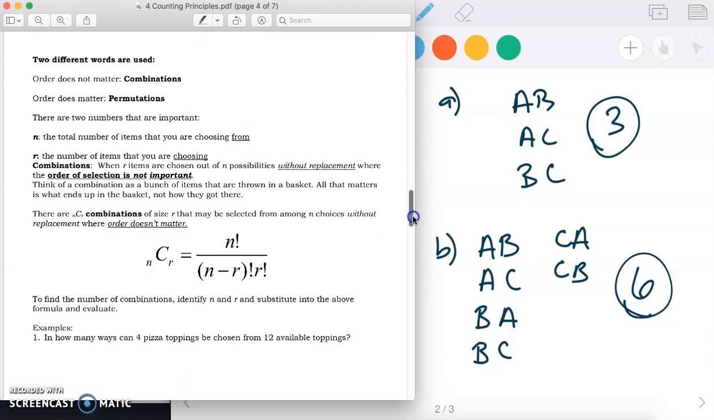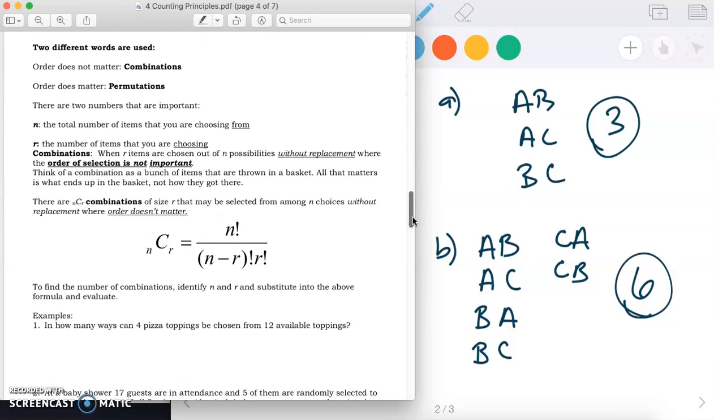Now, let's look at how we can look at this in a more systematic way. Two different words are used. Order does not matter, those are combinations. Order does matter, those are called permutations. There are 2 numbers that are important. N is the total number of items that you are choosing from, and R is the number of items that you are choosing. Combinations, when R items are chosen out of the N possibilities without replacement, where the order of selection is not important.